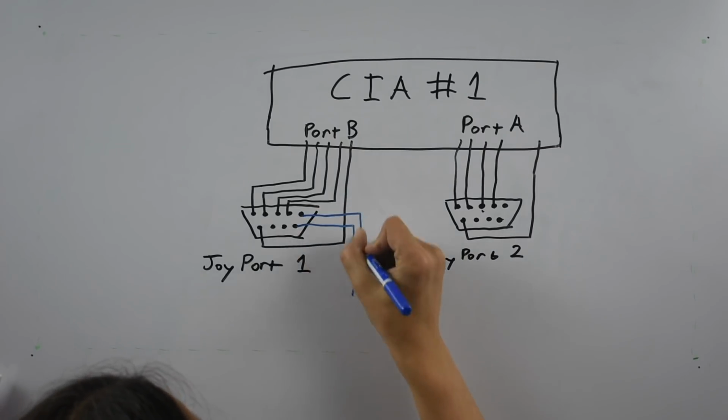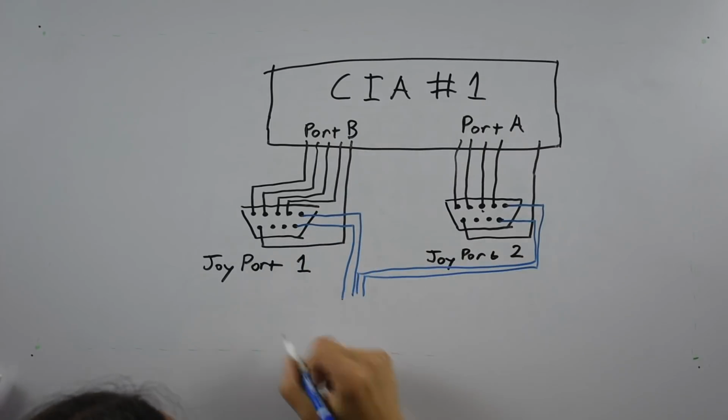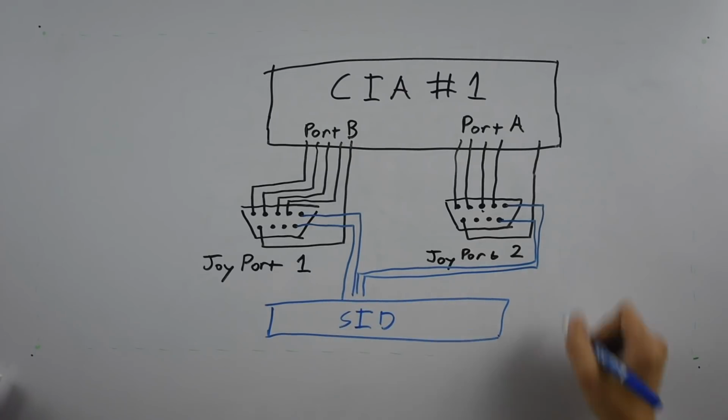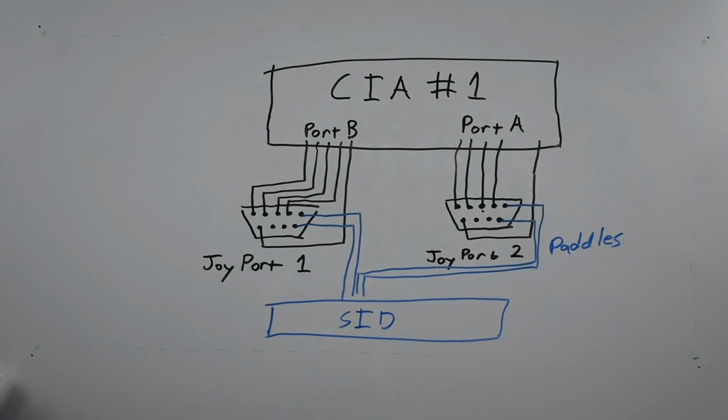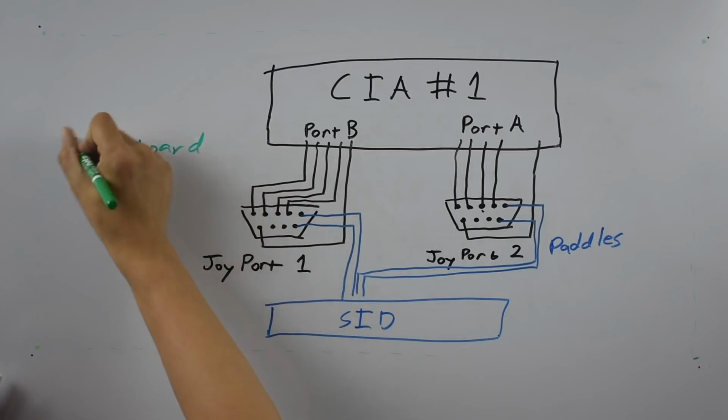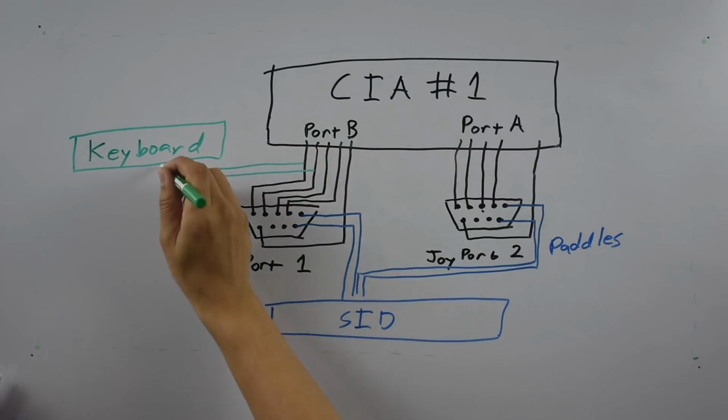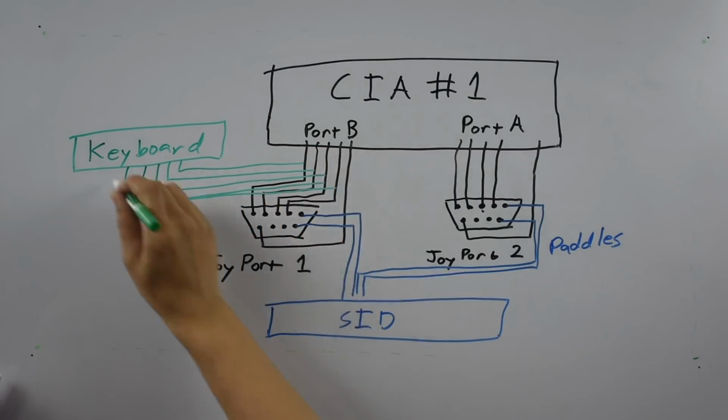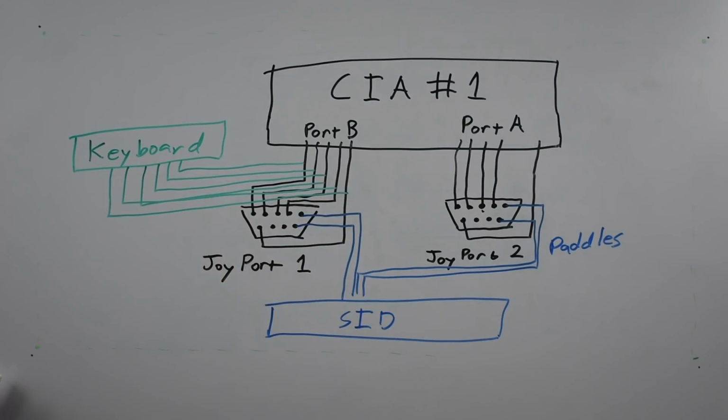Besides the joystick directions and fire buttons, there are 2 more pins in the connectors that are used for paddles. These pins are called pot X and pot Y and are connected to the SID chip rather than the CIA chips. These inputs aren't just used for joysticks though. The 128's keyboard is also wired into port B, which is why pressing the directions on a joystick in port number 1 will produce key presses like the space and the 2 character.